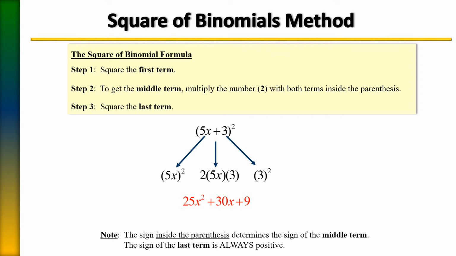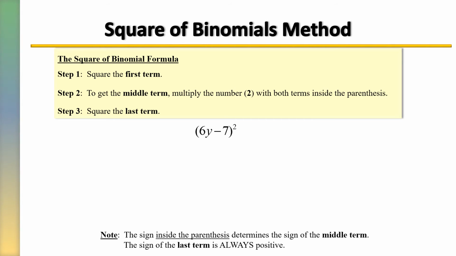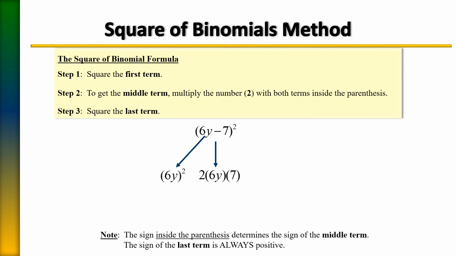Stay with me. We're going to do one more example. So here we're going to use the square of binomial method again. So square the first term. To get your middle term, multiply the number 2 along with these 2 numbers. So it's going to be 2 times 6y times 7. To get your last term, just square the last number.